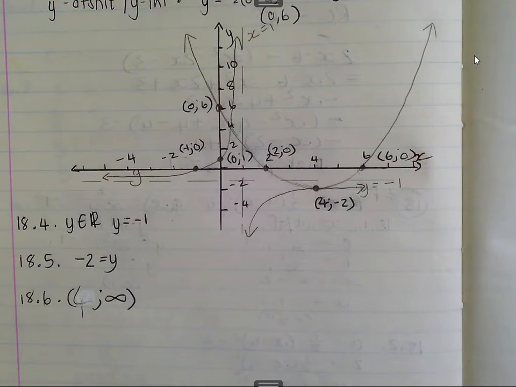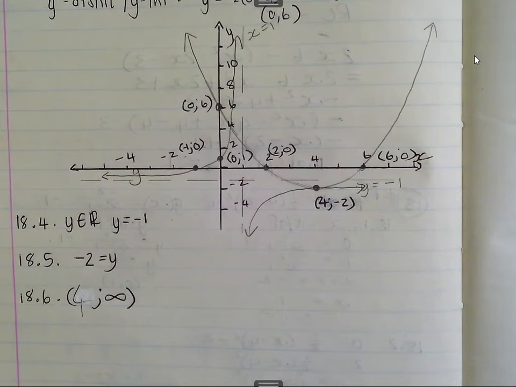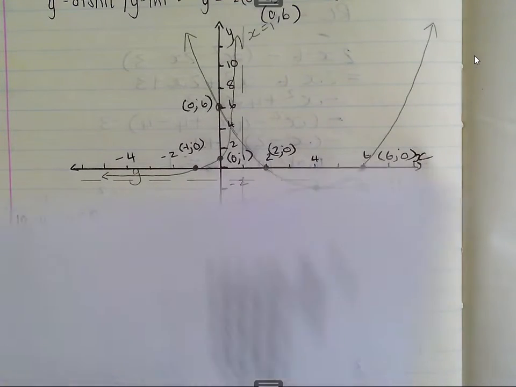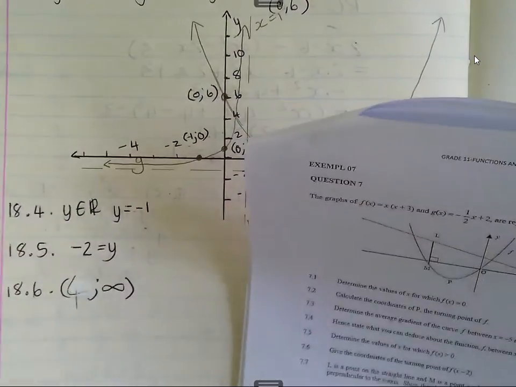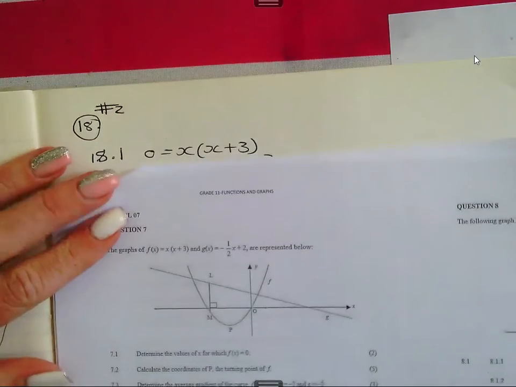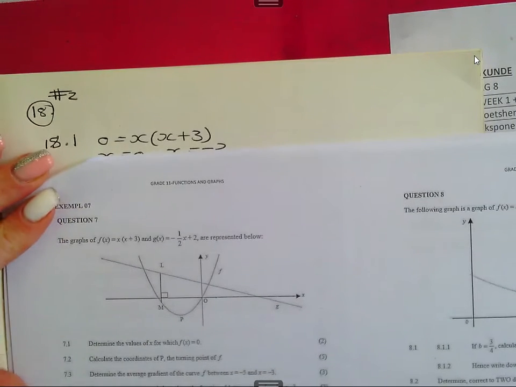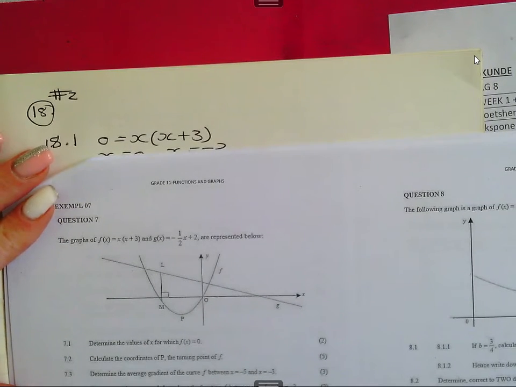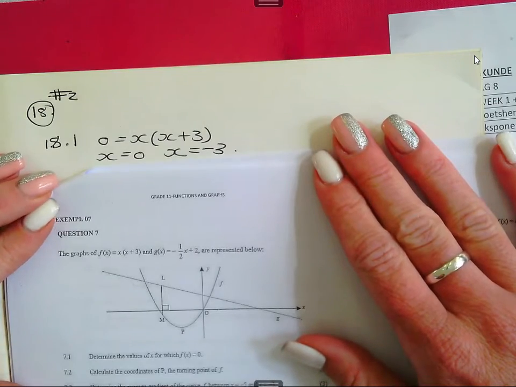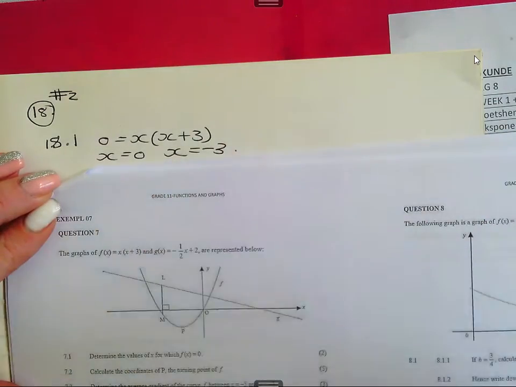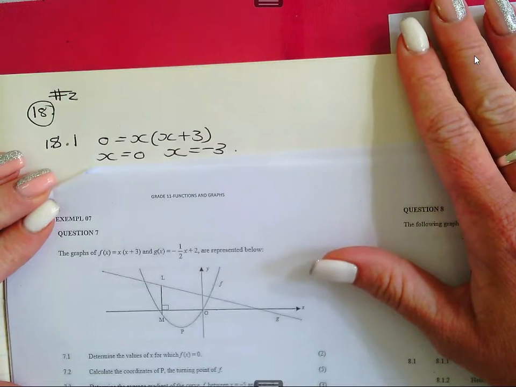Right, then I asked you to do the one on page, what was it, 25? Okay. This one, they say determine the values of x for which f of x is equal to 0. So f of x is y, so they're actually asking you to find the x-intercepts. And the two x-intercepts were 0 and negative 3. Did you get it right?